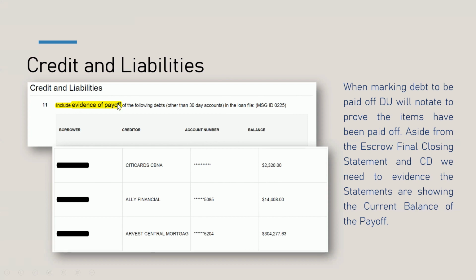It'll ask you for that evidence of payoff, whether it was done through the transaction or outside of it. So provide statements showing the current balance. And if there were large amounts, we do need to make sure that they had the money and source those funds.